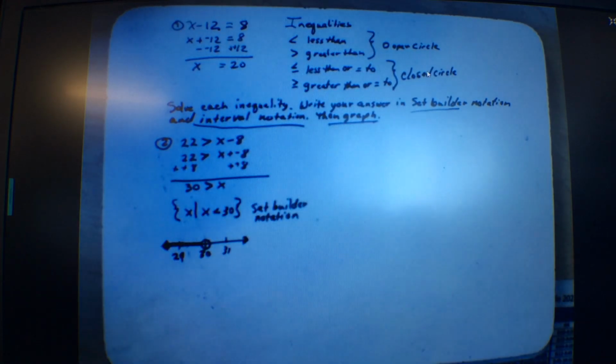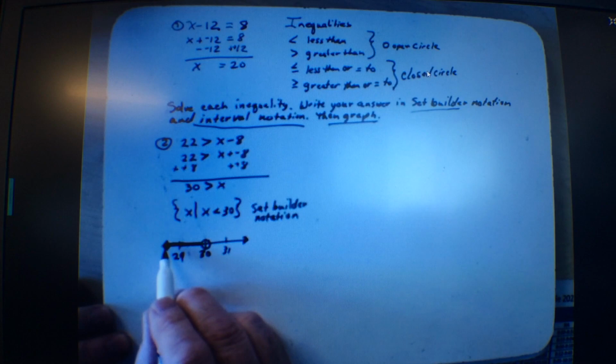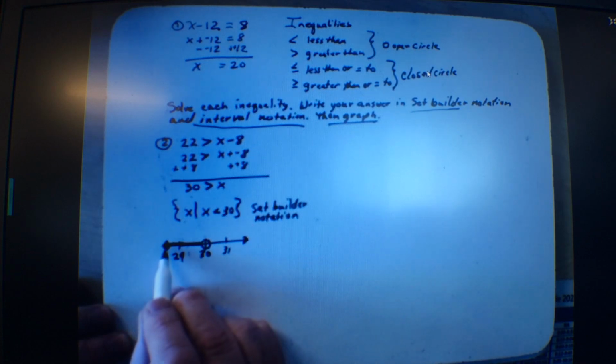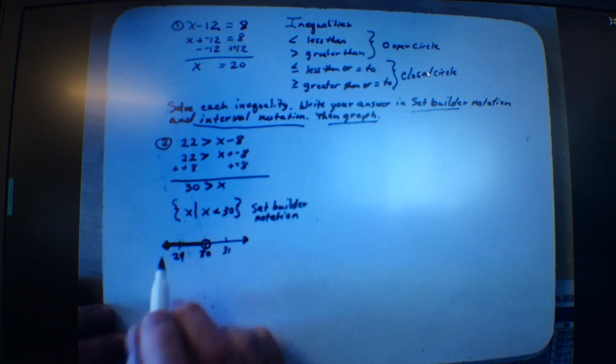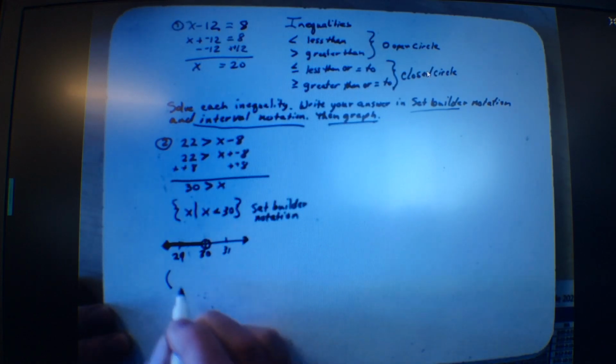We use parentheses and brackets. If it touches it, it's a bracket. All right? So what we want to do is, this goes to negative infinity. We read it left to right. This goes to negative infinity. I cannot touch a negative infinity. So I use a parentheses, which means I do not touch a negative infinity.